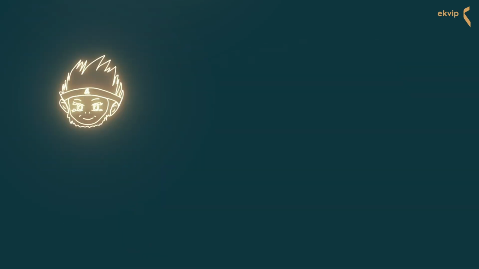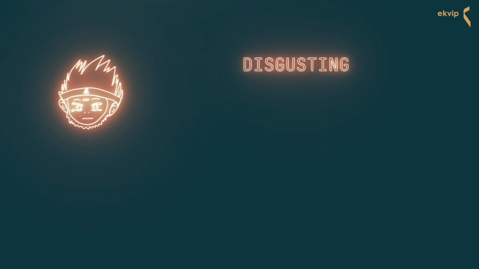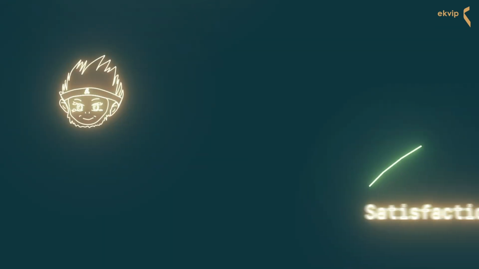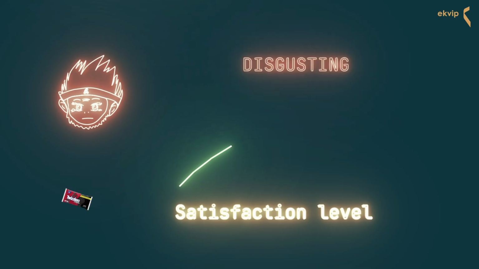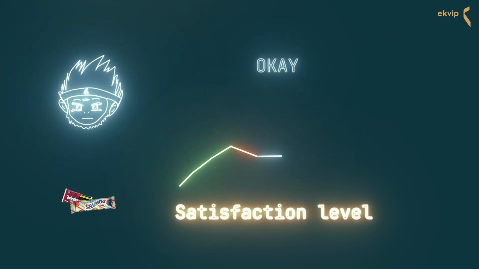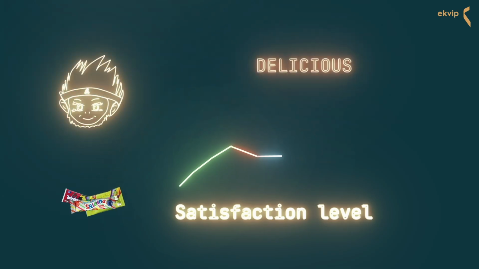Because Ajnan is the picky one, she separates the candy types into disgusting, okay and delicious. If she eats a disgusting candy, her satisfaction level falls. If she eats an okay one, it's neutral, nothing happens, and if she eats a delicious one, the level of satisfaction rises.